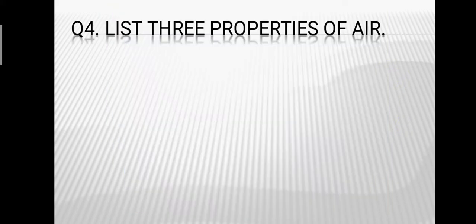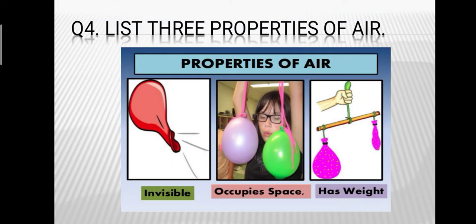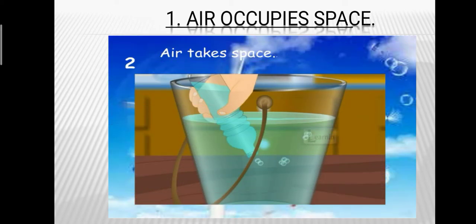Now we have question number 4, list three properties of air. And we know that there are different properties of air, like air is invisible, air occupies space, and it has weight. Okay, let's discuss them one by one. Number 1, air occupies space. We have a little experiment or little activity planned here.